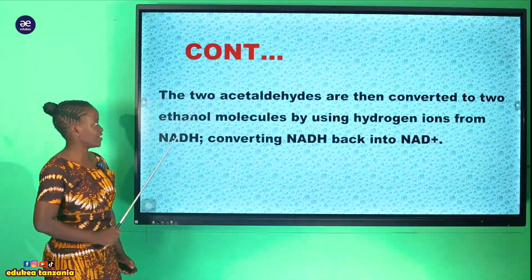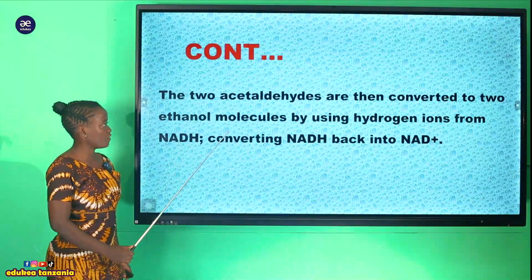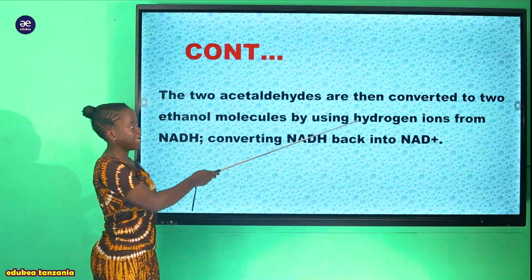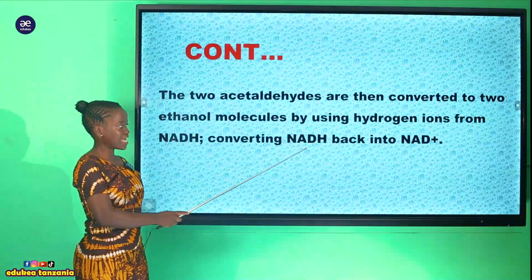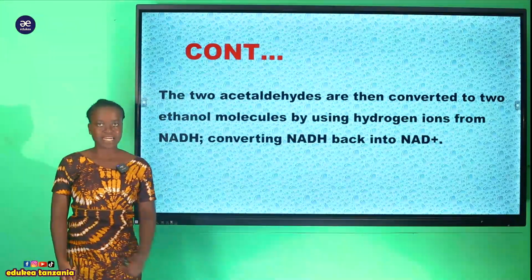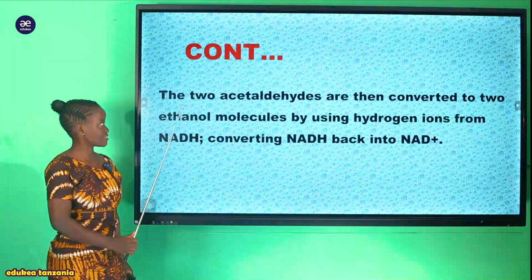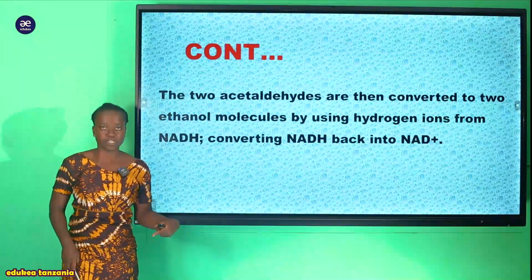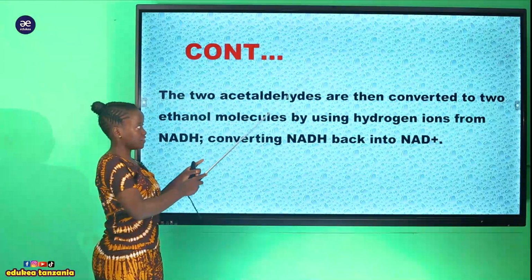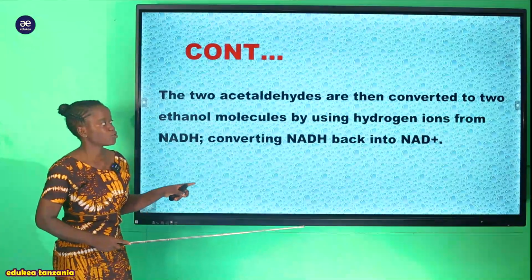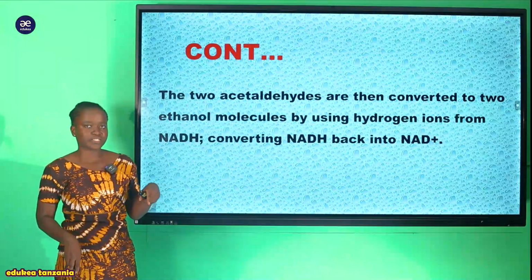And also the two acetaldehyde are then converted to ethanol molecules by using hydrogen ions from the NADH, converting the NADH into NAD positive. This one, NAD positive. So you can see the two molecules, after being converted, give us this acetaldehyde. So this acetaldehyde will be converted again so that it will form the molecule which is ethanol.